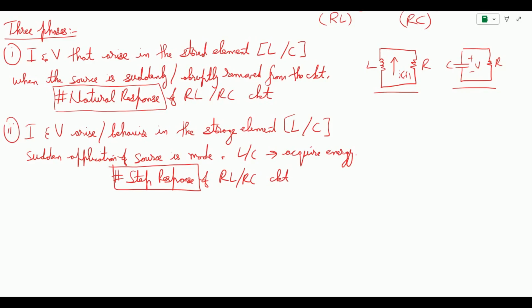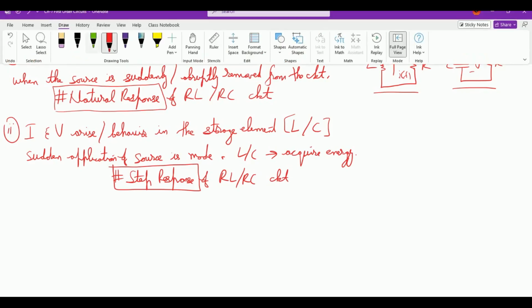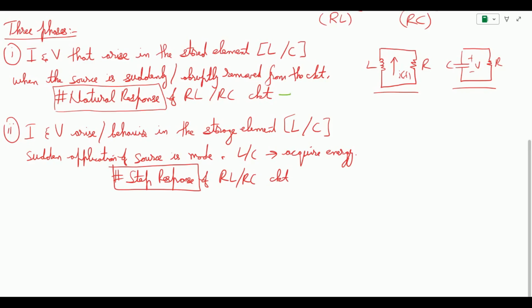In the context of acquiring energy, we can also say that the natural response is basically going to release energy, as is clear from these two images for the first case. So in the first phase, we look at the system where we suddenly remove the source and are left with only an inductor and resistor or a capacitor and resistor, and thus the inductor or capacitor is going to release energy. The analysis based on these configurations is known as the natural response of the system. In the second phase, we are going to have the circuit elements inductor or capacitor.